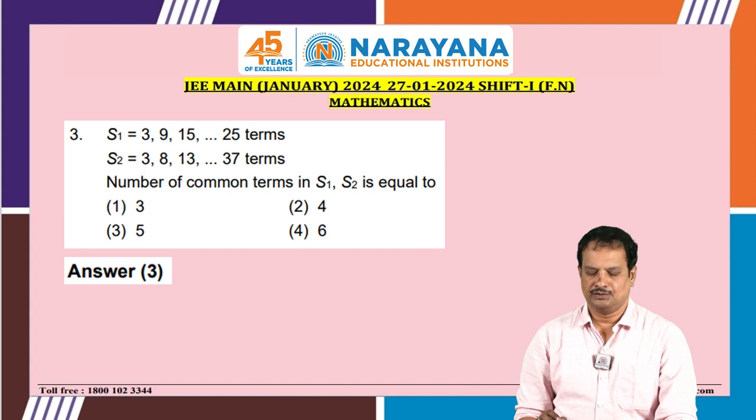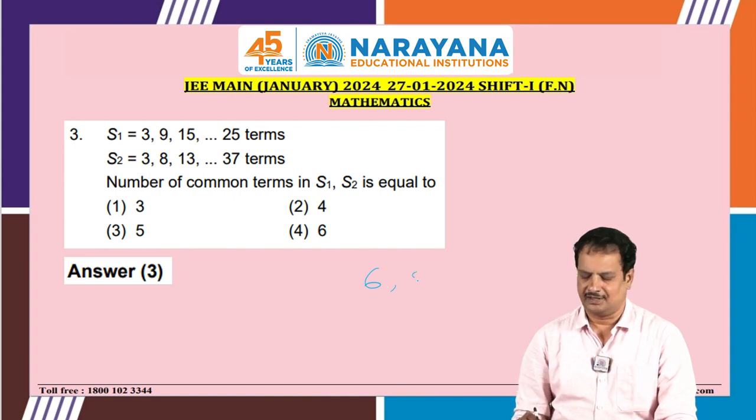Okay, here two series were given. Both are in arithmetic progression, of course. In the first one, there are 25 terms. In the second one, there are 37 terms. The number of common terms in S1 and S2 is equal to what? So what is the procedure for solving this one? You can clearly see that the first one is in arithmetic progression with a common difference 6, whereas the second one is in arithmetic progression with a common difference 5.